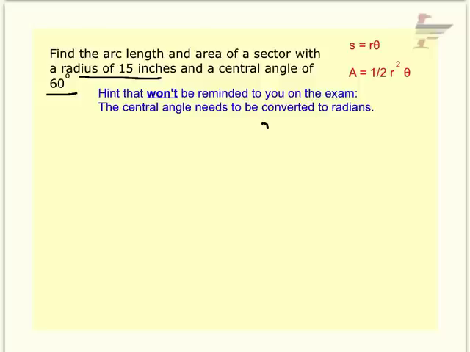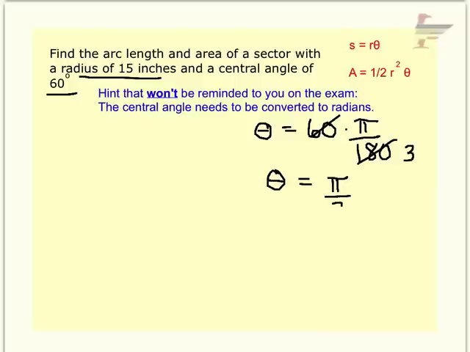We know that if an angle is in degrees, we can multiply it times pi over 180. When you simplify that, 60 goes into 180 3 times, so you're going to get pi over 3, and you probably knew that without having to do the conversion now that you're familiar with radians.